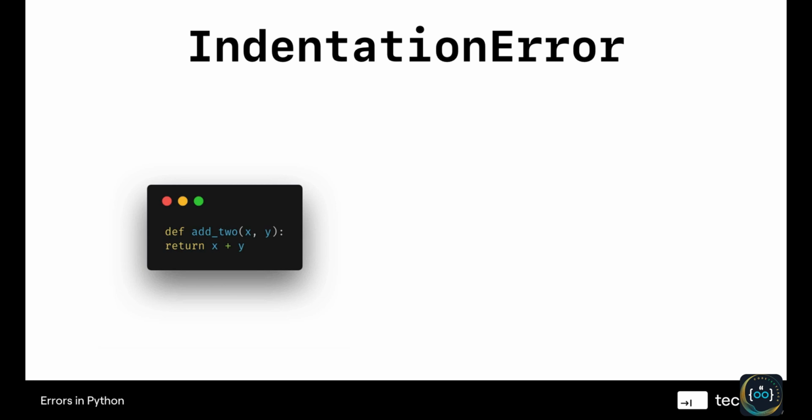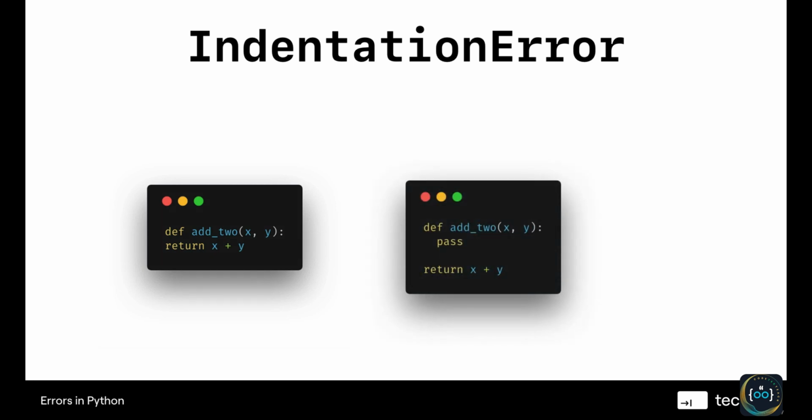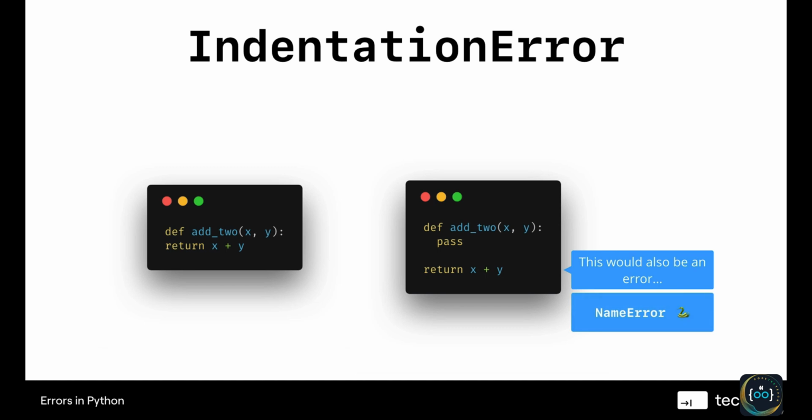So basically, you can do this if you want. You can indent and put pass, and that just means this function does nothing. And then you can put the return x plus y at the bottom. But of course, this would also be an error. Do you know which error it would be? I hope you got that. It would be a name error, because of course x and y would not be defined.